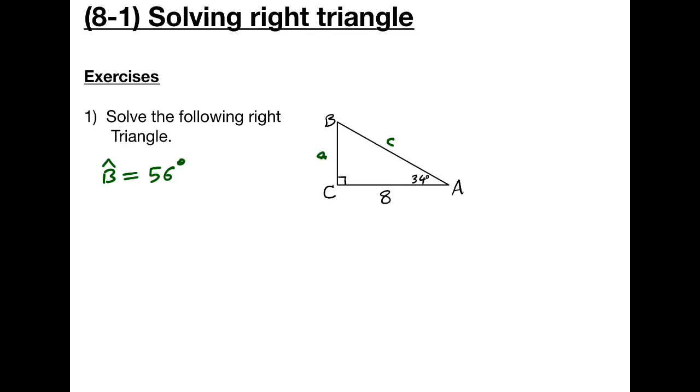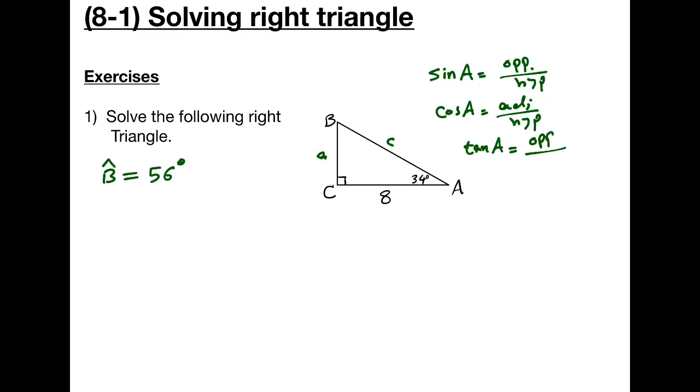So let me write the definition of trig ratios here once more for you. Sine of angle A equals opposite divided by hypotenuse. Cosine of angle A equals adjacent divided by hypotenuse. And tangent of angle A equals opposite divided by adjacent. So these were the trig ratios that we had before.